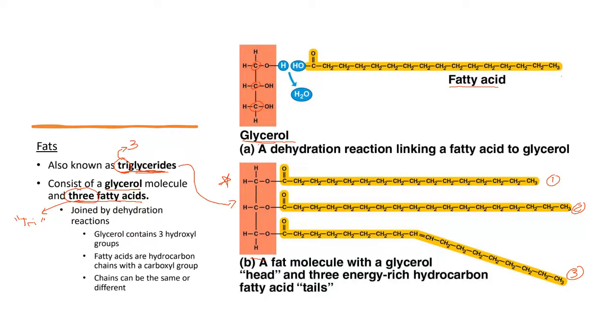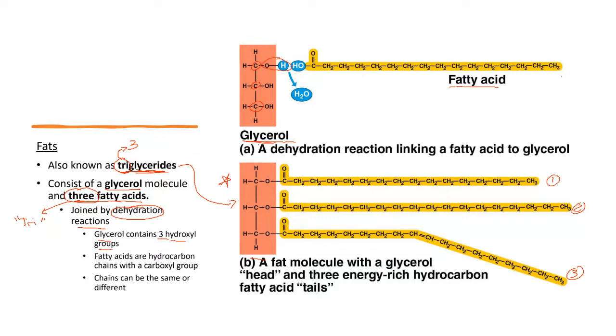So how do we make a triglyceride? Well, we know that if we want to make bigger molecules, we have to use something called a dehydration reaction, right? Dehydration reaction, we're losing water. But if we're losing water, we're creating a bond. We are sticking things together. So glycerol is going to contain 3 hydroxyl groups. If you look over here, this is our glycerol molecule. This is our hydroxyl group.